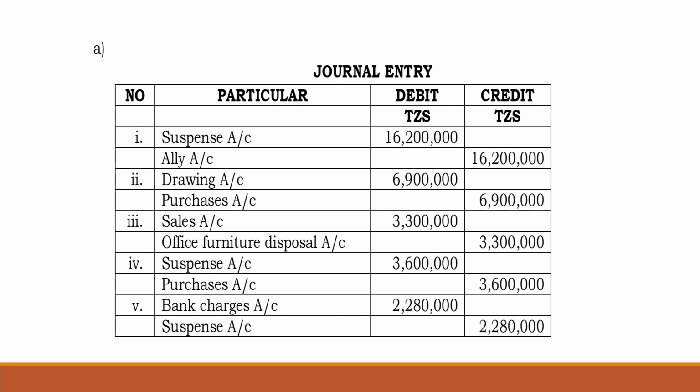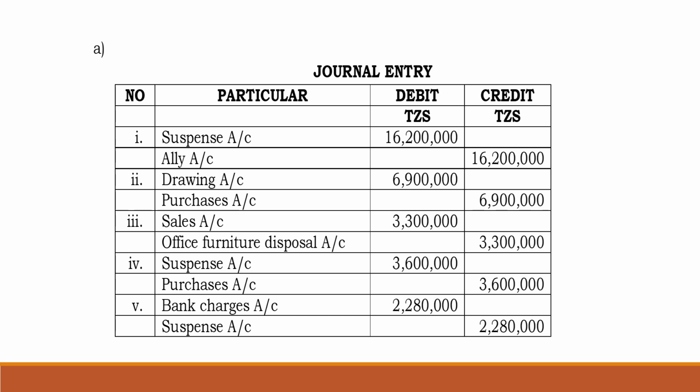Again, the private purchase was entered into the purchases account, so the purchases account had more. And you know that the purchases account has a debit balance. So we are going to reduce the purchases account by 6,900,000. So we credit the purchases account because this would have gone to drawings account, so we are going to debit drawings account.